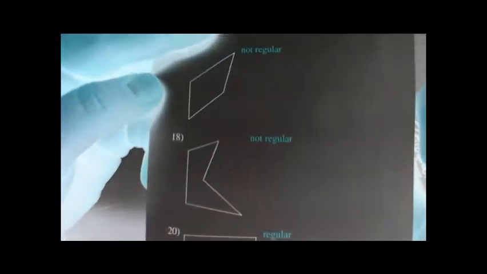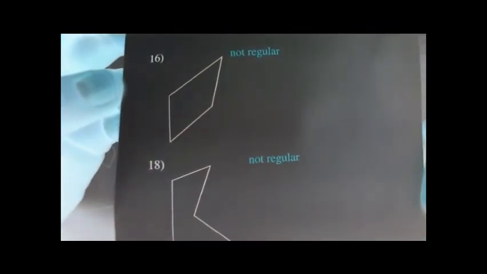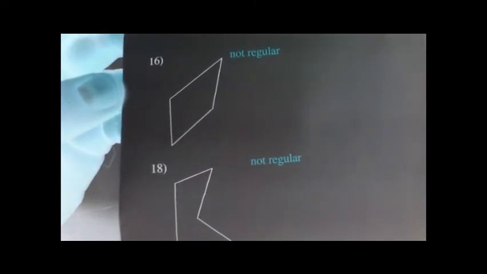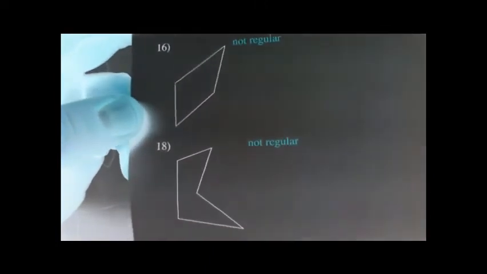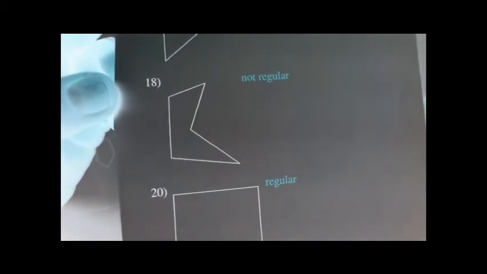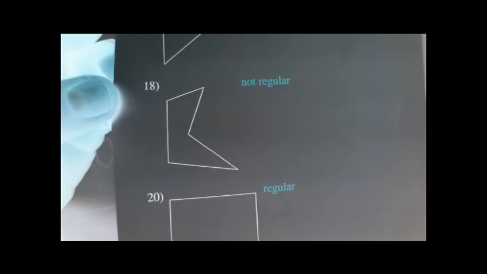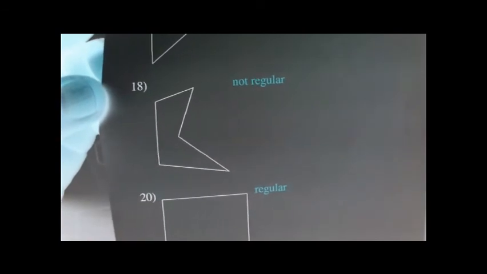How's that differ from a non-regular polygon? Number 16 is not a regular polygon. It's a quadrilateral, 4-sided figure, but you can see that all of the angles are not the same, and clearly all of the side lengths are not the same. And 18 is a non-regular pentagon. Obviously, the sides are not the same length, and the angles are not the same measure. So, regular and non-regular polygons.